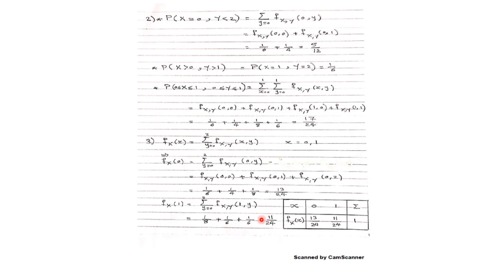Now we write the marginal, this marginal, in the form of a table. So we take the values of x. What are the values of x? 0 and what? 0 and 1. What are the corresponding probabilities? 13 over 24 and what? 11 over 24. If we are right, the sum of these two has to be what? Has to be 1. Okay?